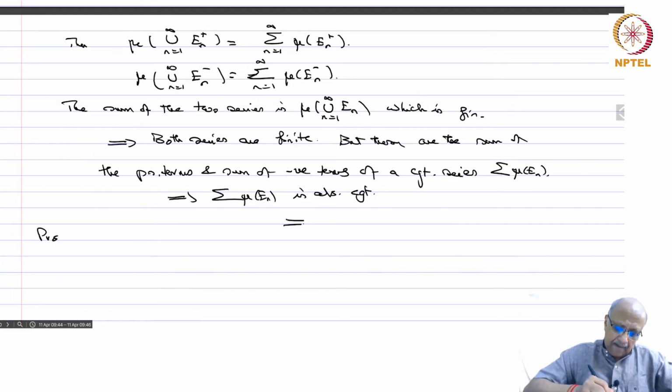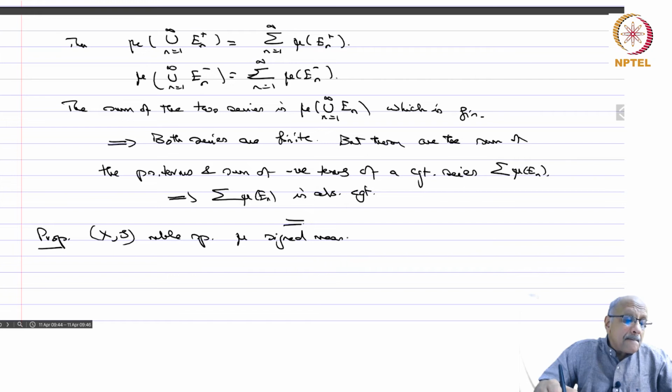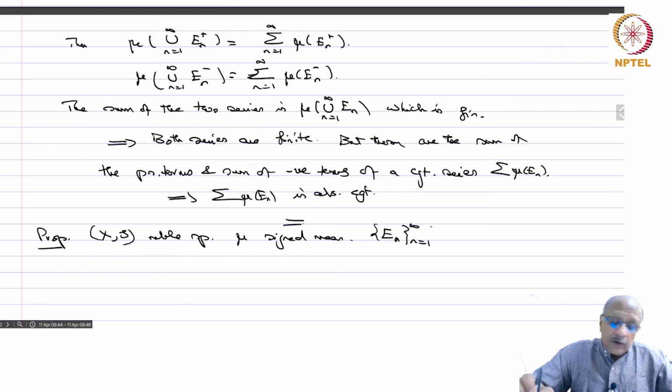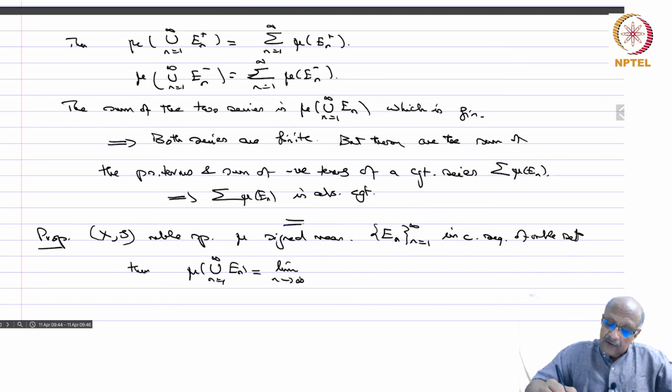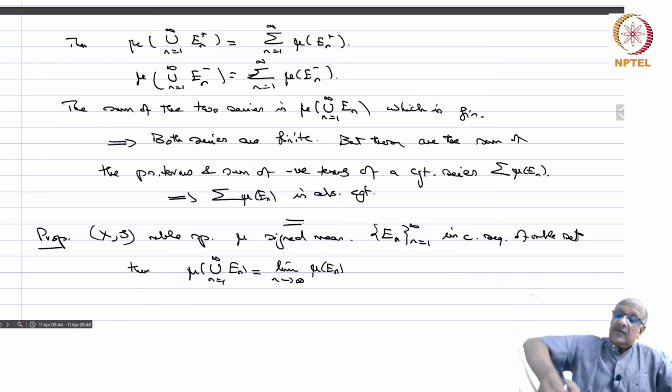Next proposition. X, S measurable space, mu signed measure, En, n equals 1 to infinity, increasing sequence of measurable sets, then mu of union n equals 1 to infinity En equals limit n tending to infinity mu of En, just as in the case of measures.